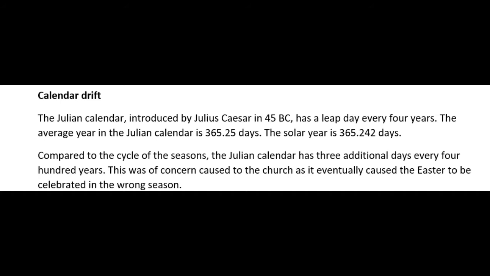You see, the Julian calendar has one leap day every 4 years, and thus the average year is 365 days and a quarter. But the problem is that the solar year is slightly less than that, by 3 days every 400 years.